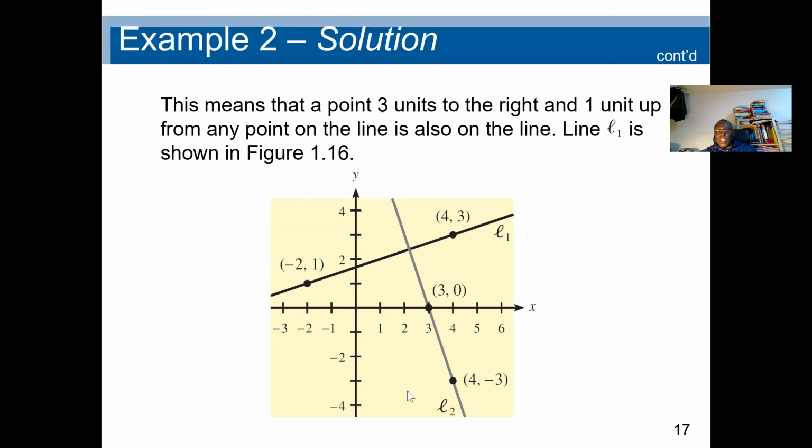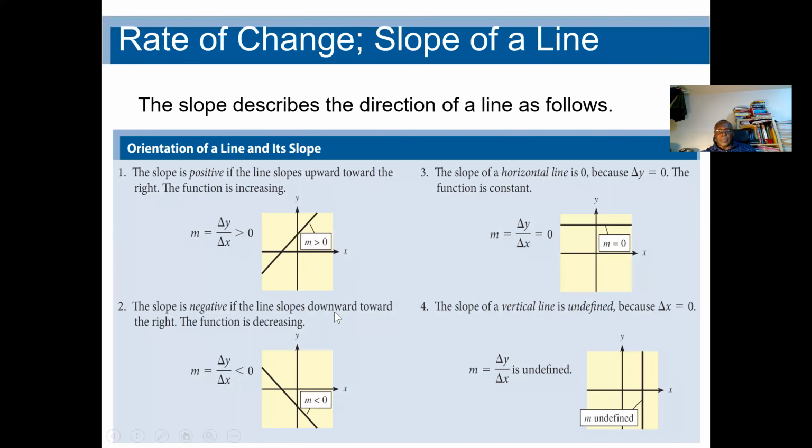What we are trying to say is that since the slope is 1/3, the 1 on top is the y, and the 3 at the bottom is the x. So we say 1 up because it's a positive value, and 3 to the right because it's a positive 3. Now, if the answer were negative 1/3, then we would move 1 down and 3 to the left because they are negative values.